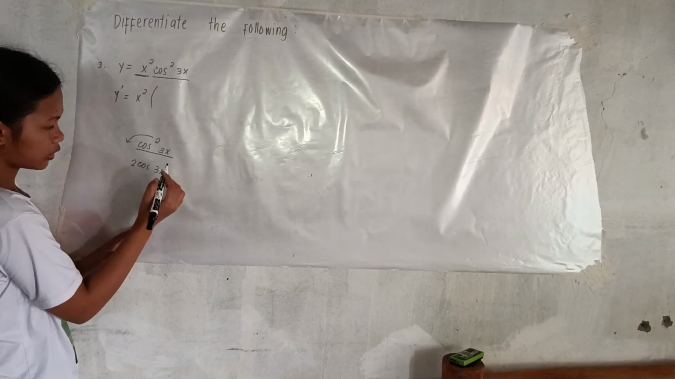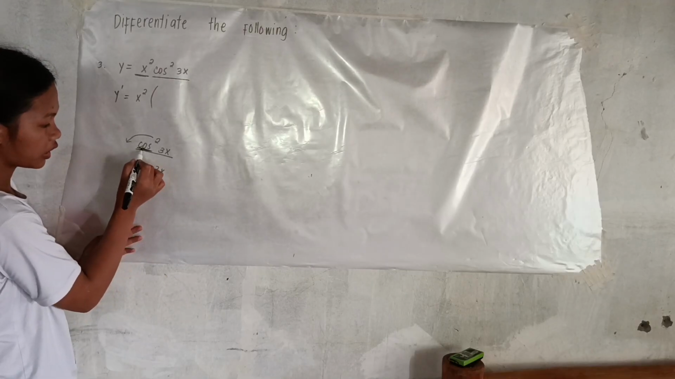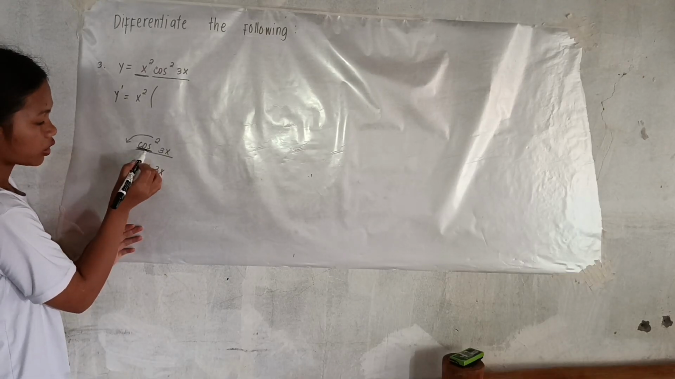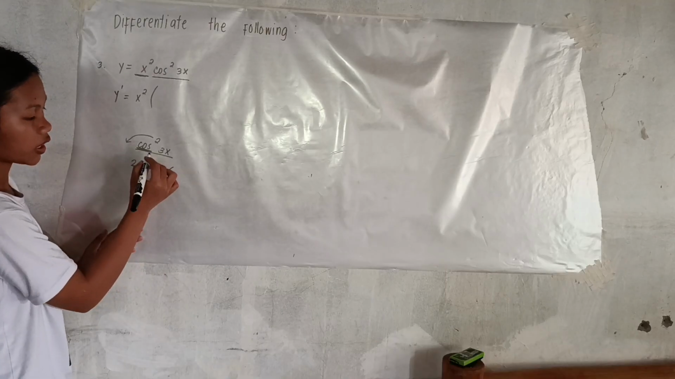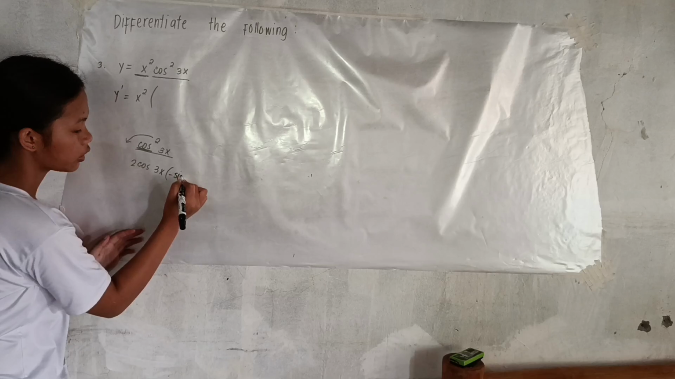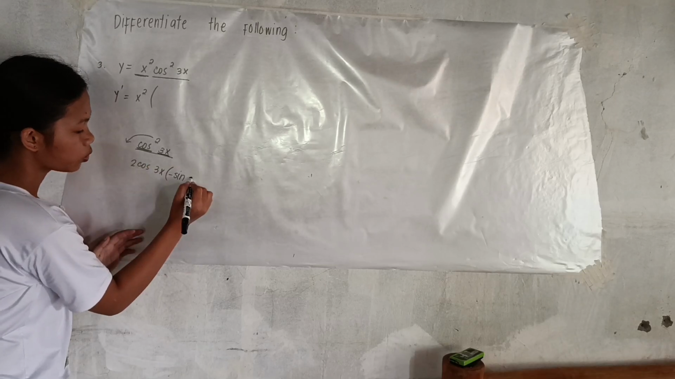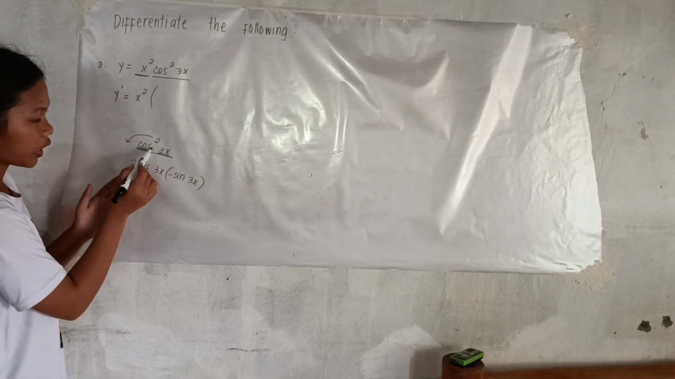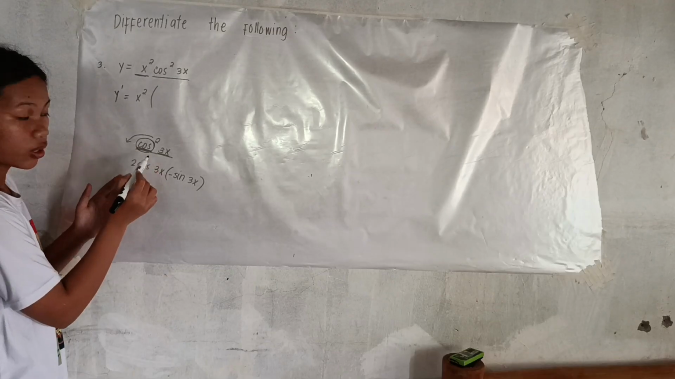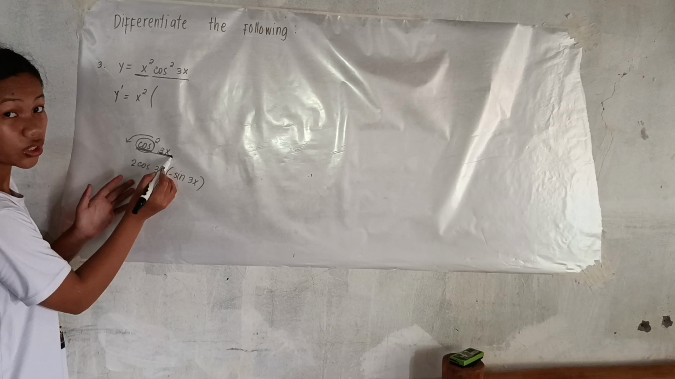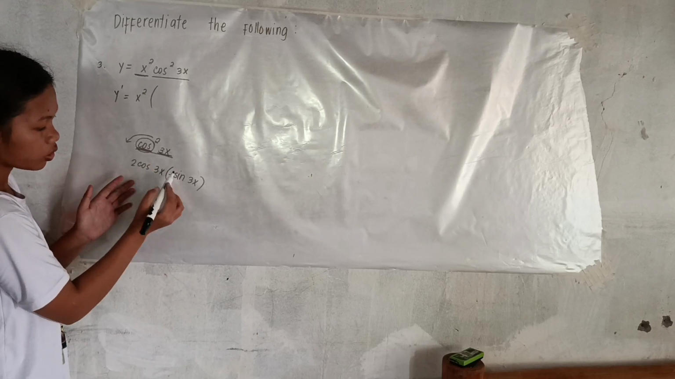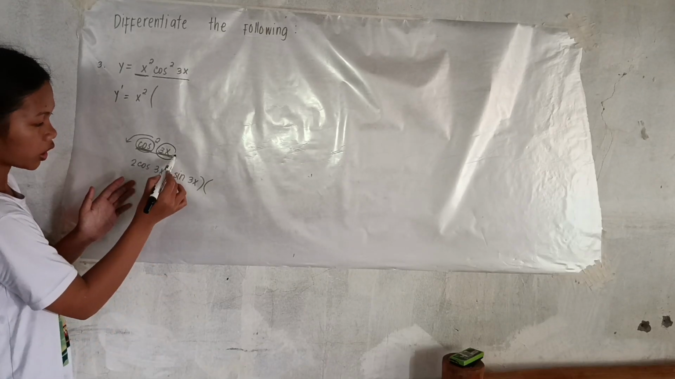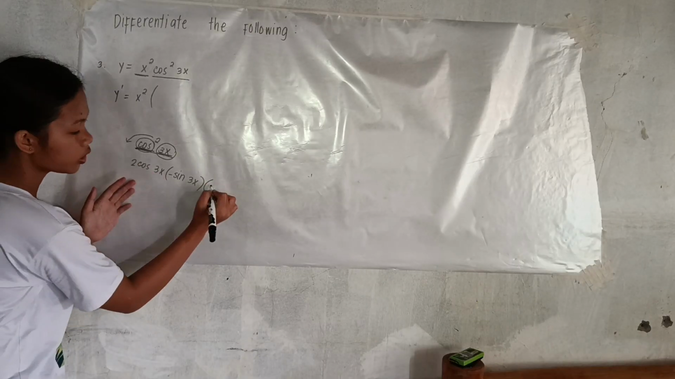And then, derive the cosine. Since it involves a trigonometric function, the derivative of cosine is negative sine. Then copy the u. What we are deriving here is only the trigonometric function, we have not yet taken the derivative of its u, which is 3x. So the derivative of cos is negative sine 3x times the derivative of the u of the trigonometric function cosine, which is 3.